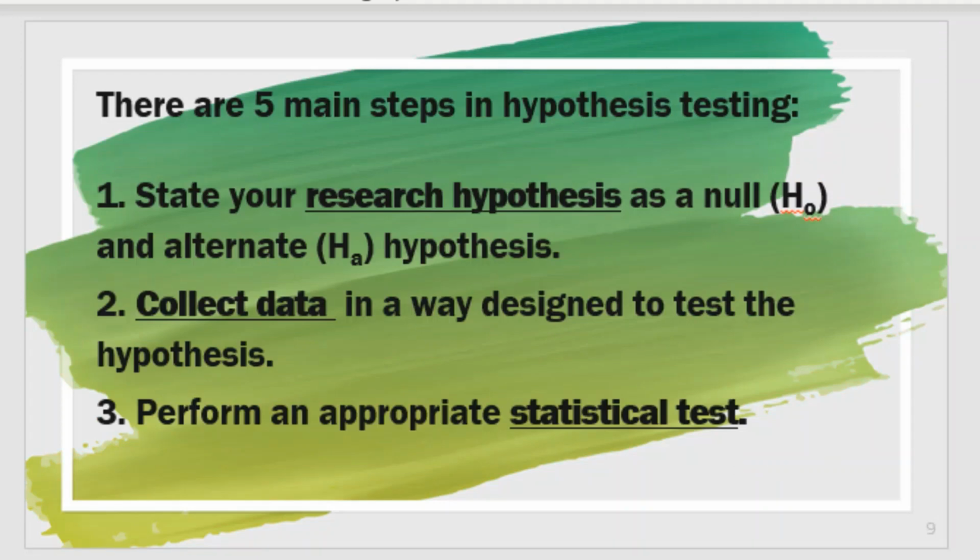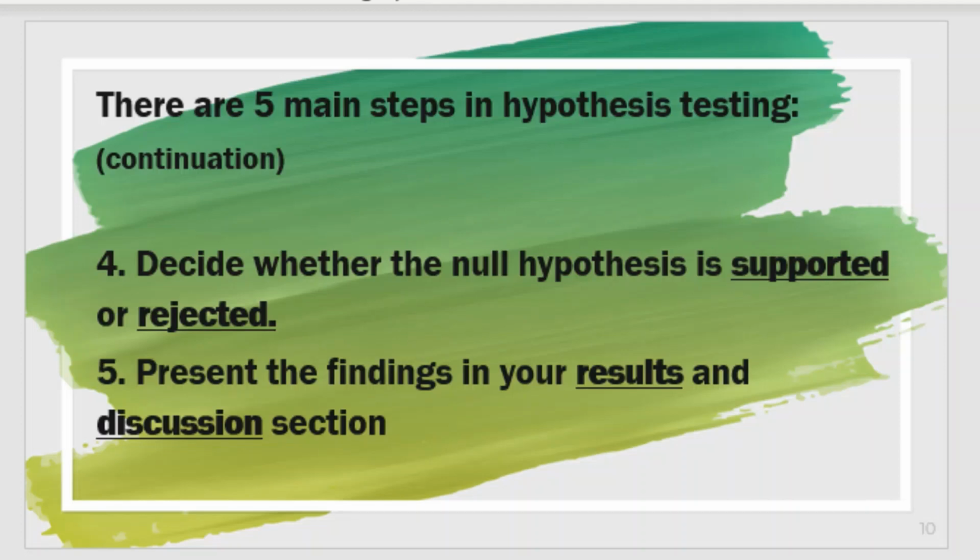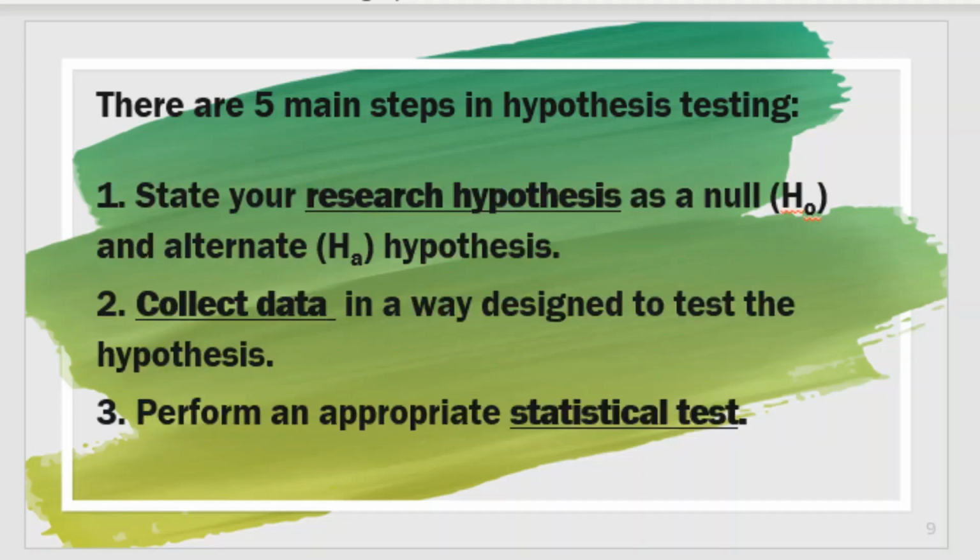There are 5 main steps in hypothesis testing. The first one, kailangan nating state yung ating research hypothesis into null and alternative hypothesis. Then the next one is to collect data in a way designed to test the hypothesis. And number 3, perform an appropriate statistical test. While number 4 is to decide whether the null hypothesis is rejected or supported. And number 5, present the findings in your results and discussion section. But this time, balikan natin sa 5 main steps in hypothesis testing. Ang gagawin natin today is to know how to state your research hypothesis into null and alternative hypothesis.